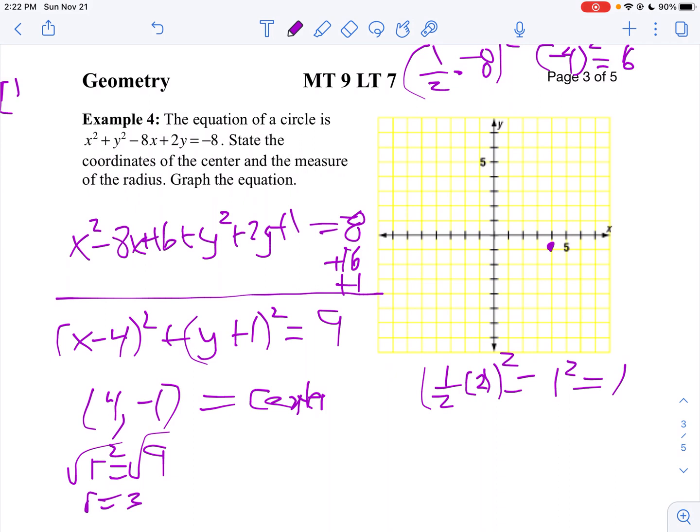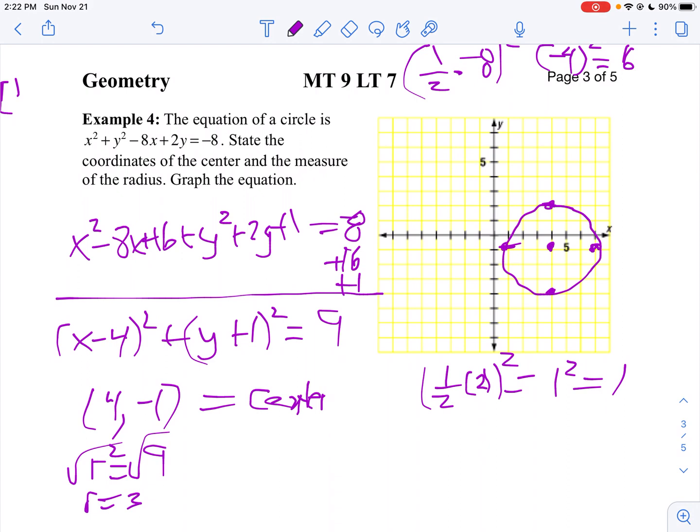Now I think the easiest way to graph this is go 3 to the right from your center, up 3 from the center, to the left 3, and then down 3. And then draw your circle to the best of your ability. Oh, that's kind of a hexagon, isn't it? Let me try that again. There we go. And there we have it.